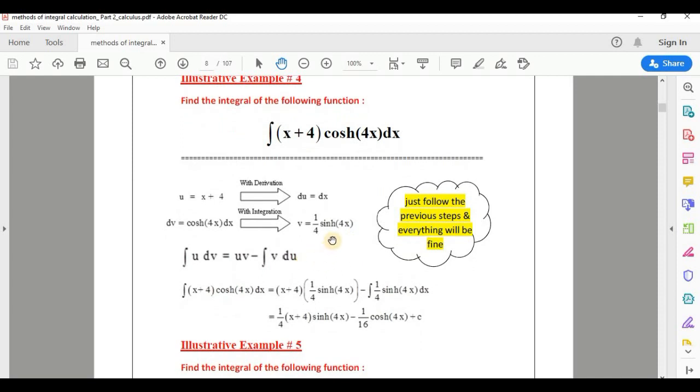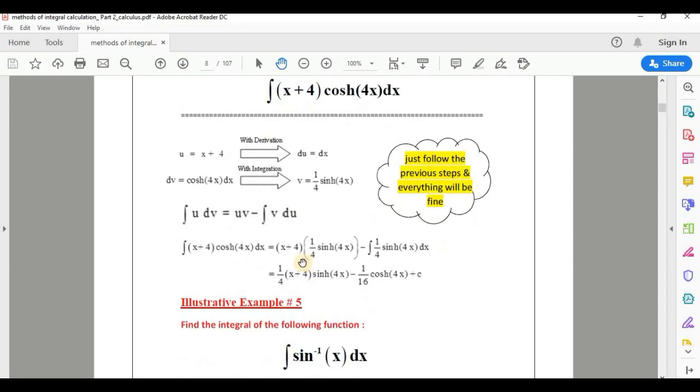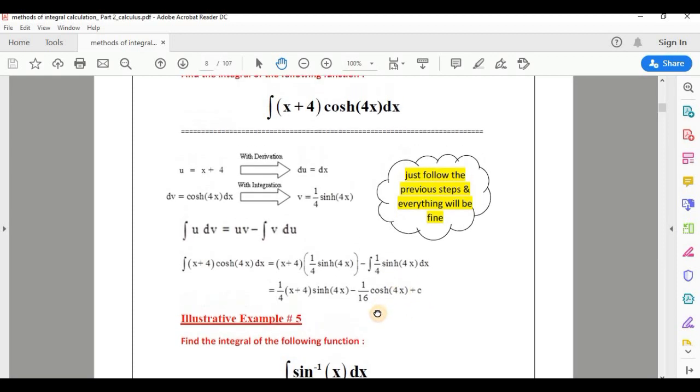Second step, we will substitute this value in the integral by parts formula, and we will get the final result. As you can see here, what is the integral for hyperbolic sine? It will be hyperbolic cosine.